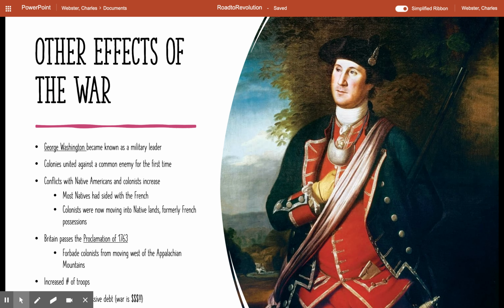But before we get to that, here is a portrait on this slide of George Washington back during the French and Indian War, when he would have been a colonel. That's what he would have looked like. And he's going to later lead the United States in the Revolutionary War.